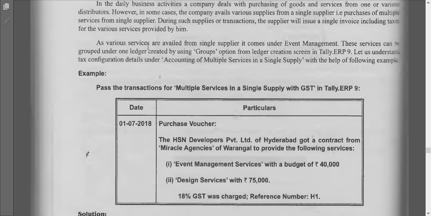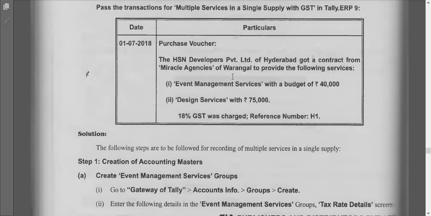As various services are availed from a single supplier, it comes under event management. These services can be grouped under one ledger created using groups. From the ledger creation screen, go to create a group and do it. So this is a transaction.